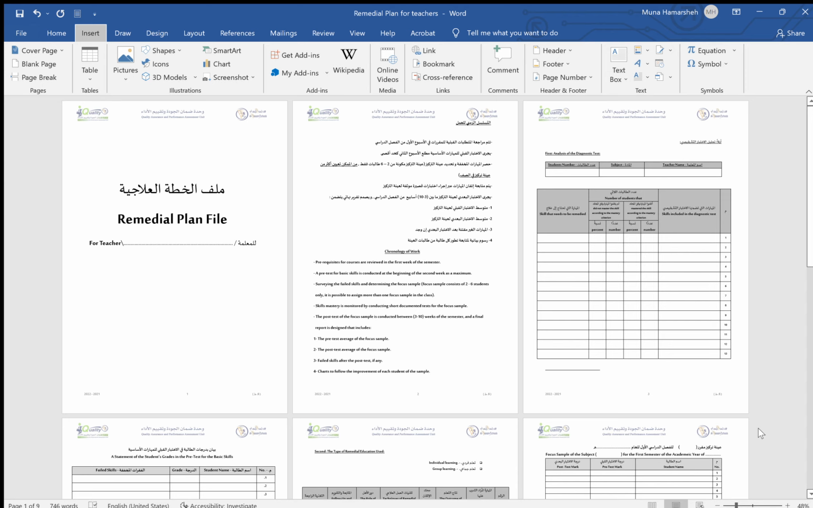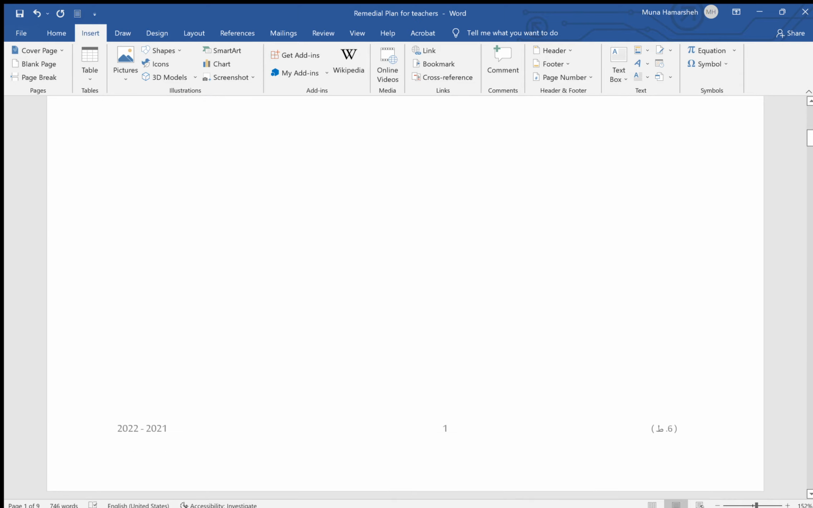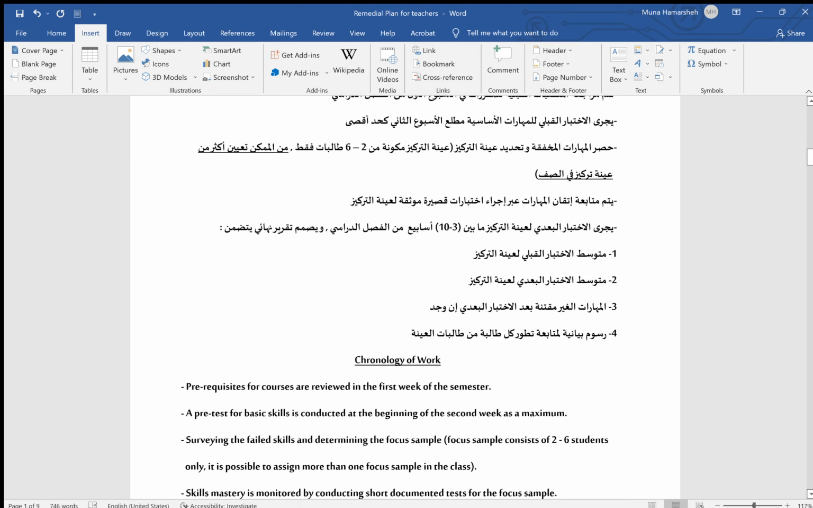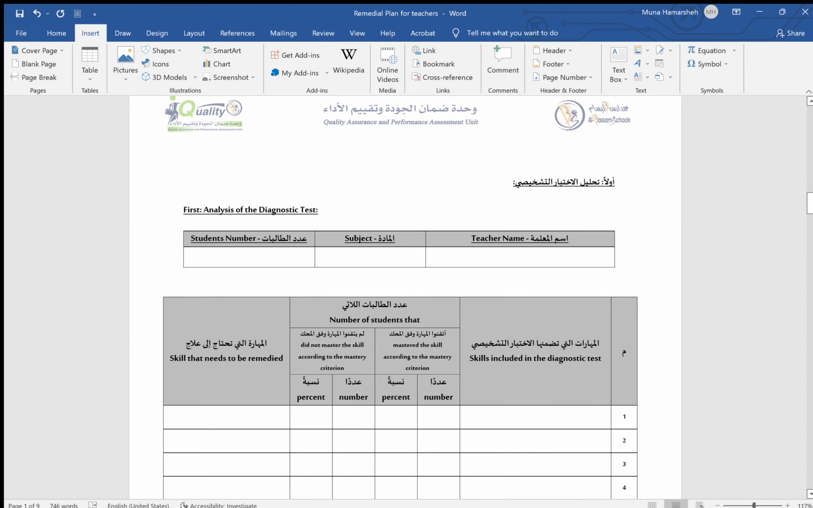Hope you all had a restful weekend. According to your request to explain and organize the remedial plan file, I have rearranged it according to the sequence of work, and hope it will be easier for you to grasp the whole idea of this file. At the beginning of the file, you will find the first page, which is the page for the sequence of work, which I will explain right now.